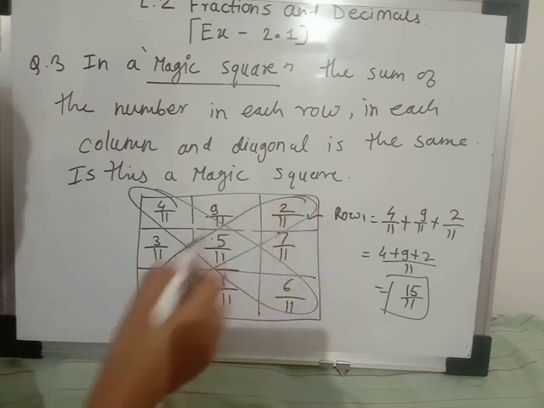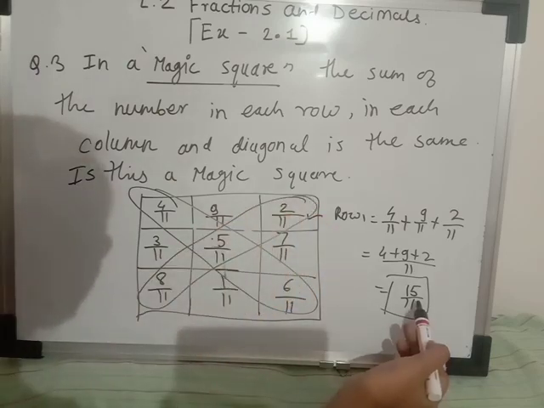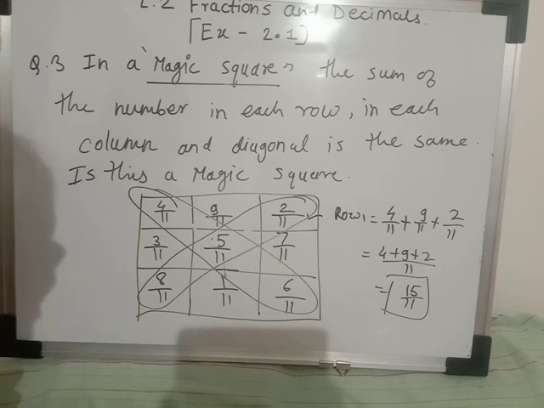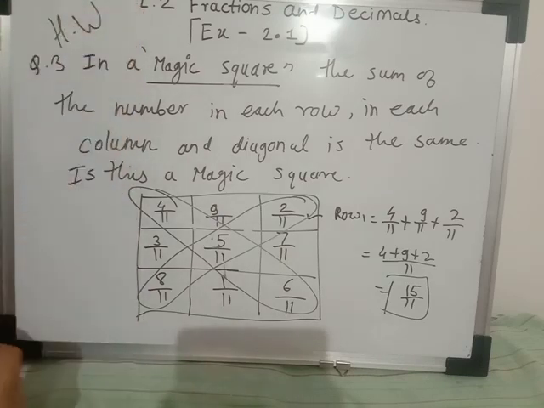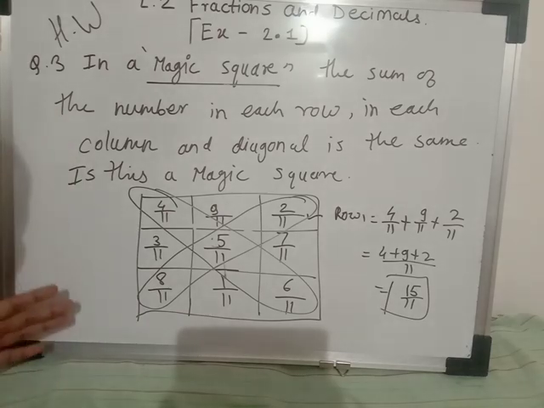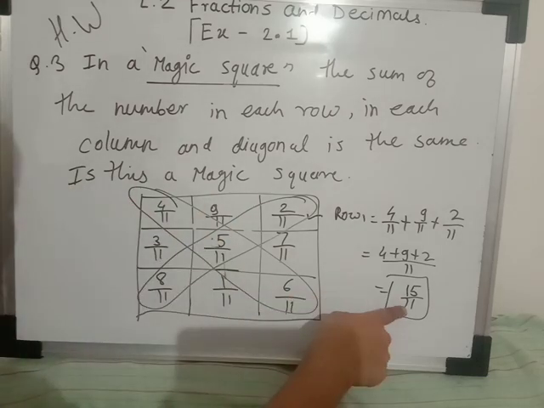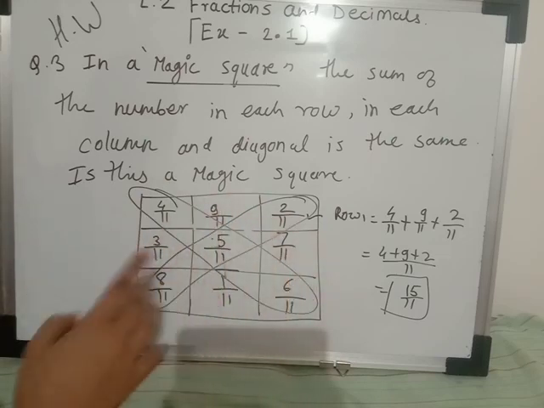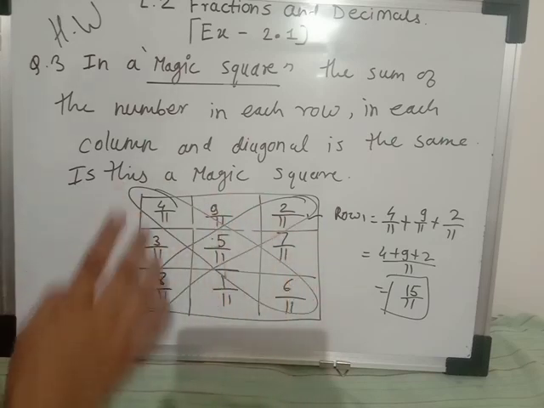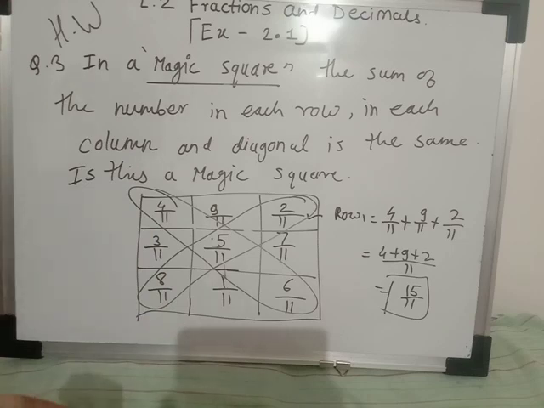So the addition of all of these should come to 15 upon 11, and you have to do it. This question is also for homework. How many lines do you have to leave? Just leave one whole page, one full page skipped for this question. I know you will solve this correctly, and if you get 15 upon 11 as the addition of all rows, columns and diagonals, then you can say this is a magic square. Okay, so let's solve the next example.